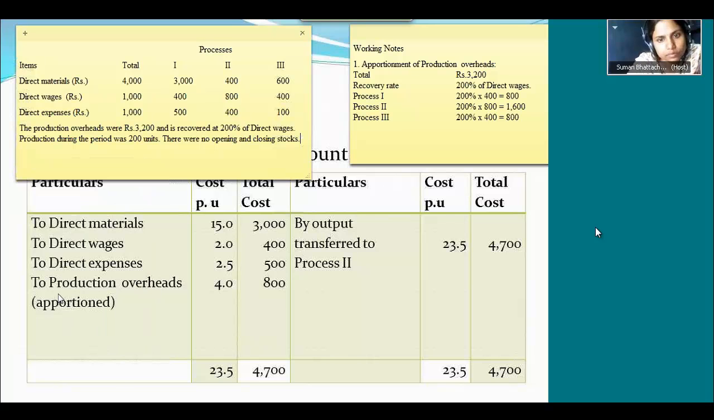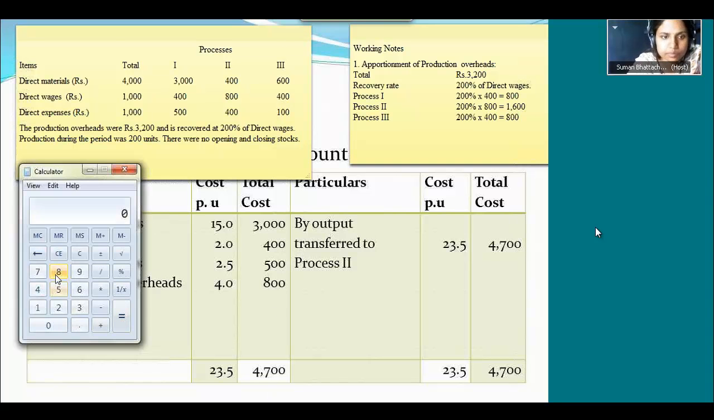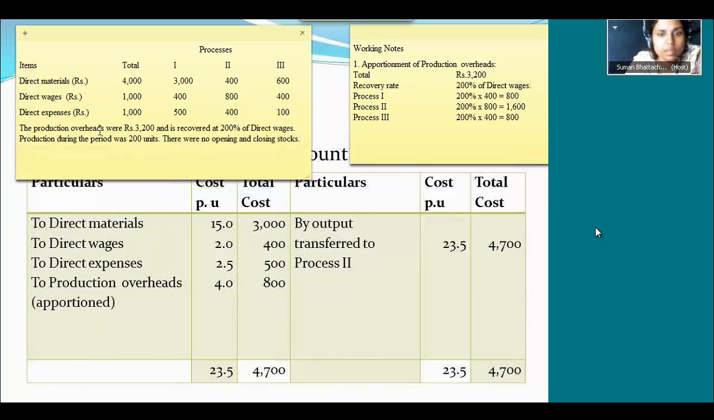So to production overheads, 800. And what will be the cost per unit? 800 divided by 200, so rupees 4. Cost per unit will be 4 rupees. Any more expenses? No more expenses. All the expenses are debited to process 1.